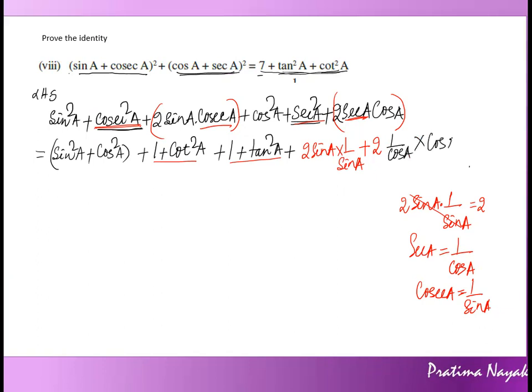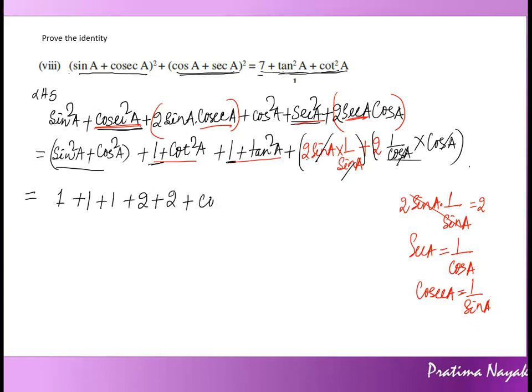Now we will simplify. This is one term, this is another term. Here sin A cancels, here cos A cancels. So sine square A plus cos square A, I got 1. From here I got 1. From here I'll carry 1. Now how much will this be? It will be 2. Sin A cancels. The last term will give you 2.